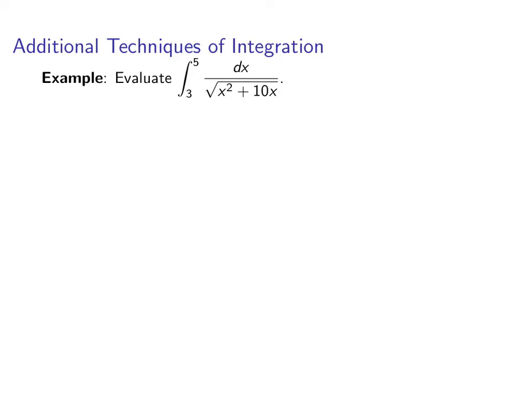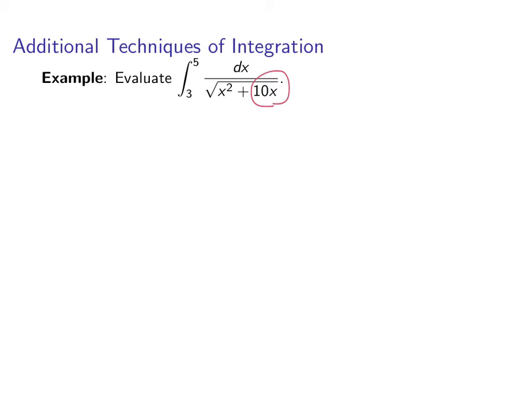Hello, calculus fans. All right, let's try to evaluate the integral from 3 to 5 of dx over the square root of x squared plus 10x. Now this doesn't fit in very well with our inverse trig substitutions because we need to have something squared minus something squared or something squared plus something squared. But the problem is 10x is not really a square.